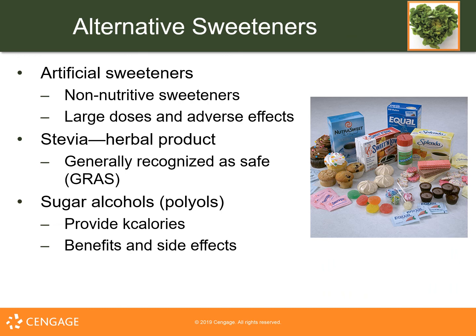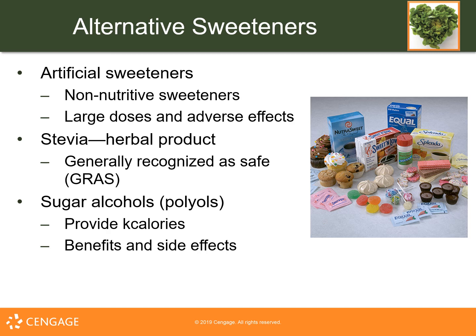Alternative sweeteners. Artificial sweeteners give food sweet flavor without calories. That's why it's called a non-nutritive sweetener. Large doses can have adverse effects, including GI upset, feeling hungrier later, and there's mixed research on overall blood glucose control. Stevia is an herbal product. Both stevia and monk fruit have been used for a long time in South America and China. They are generally regarded as safe.